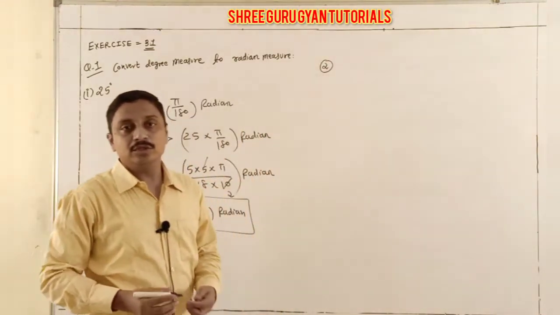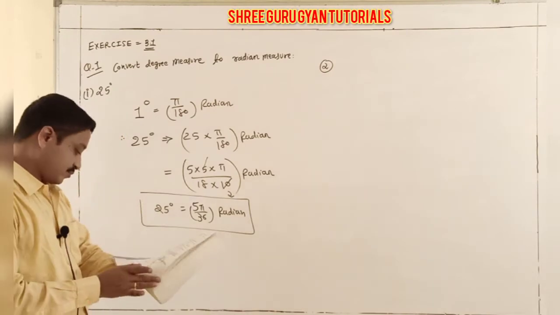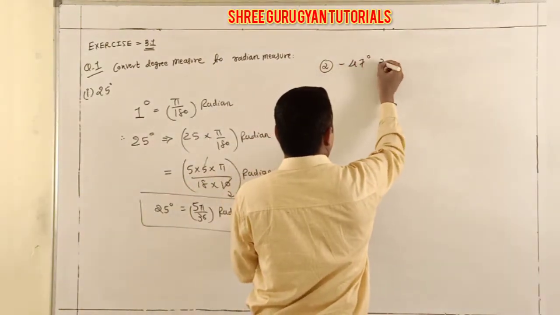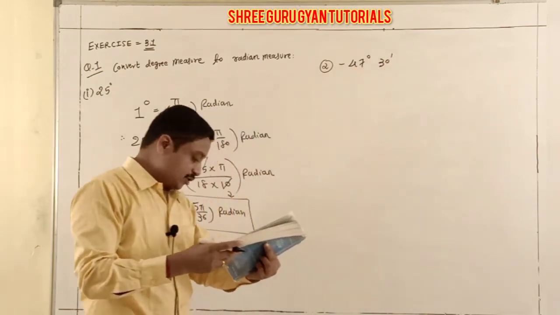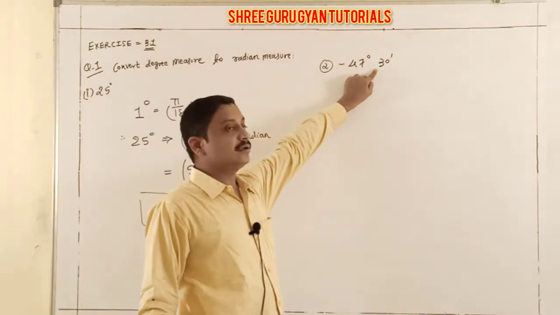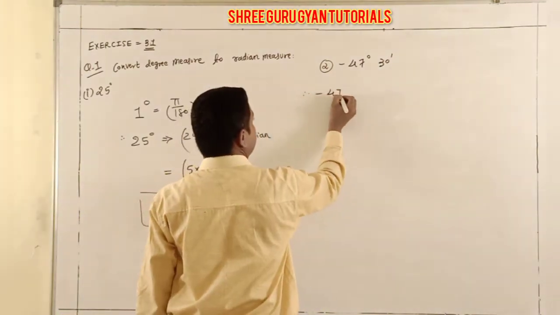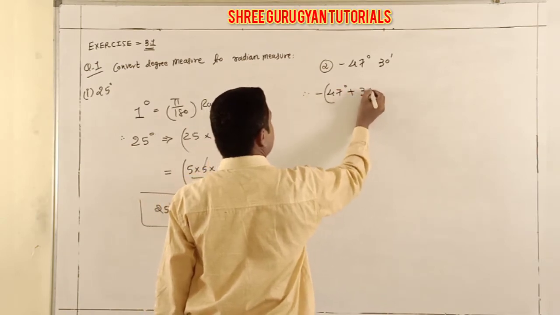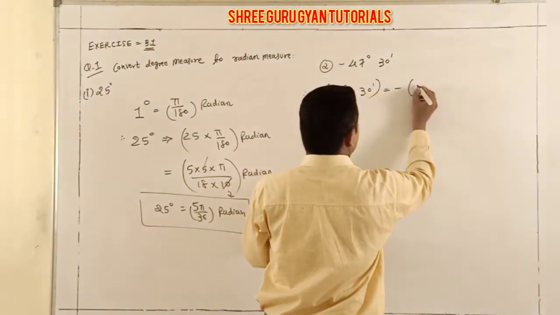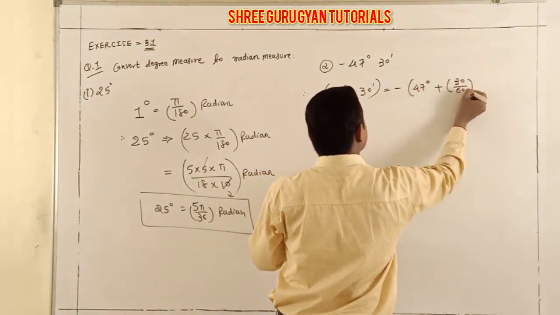Now, continue to question number 2. Yes, students, the second question is there: minus 47 degree 30 minutes. So student, first of all convert the minutes into degrees. So minus 47 degree plus 30 minutes, with the minus outside. So you get 47 degree plus 30 by 60 degree.